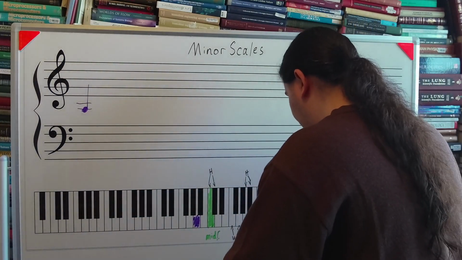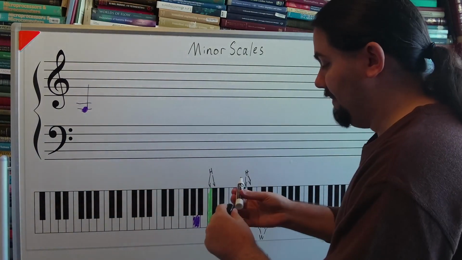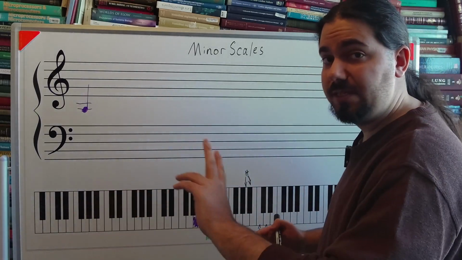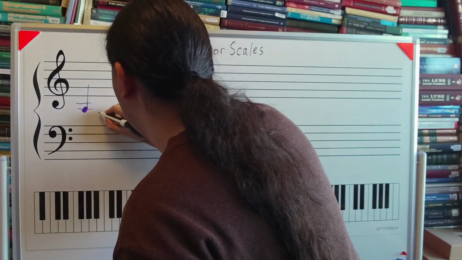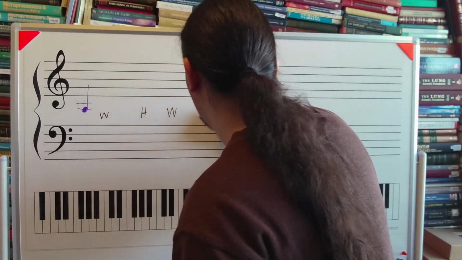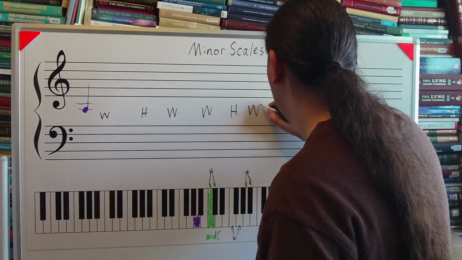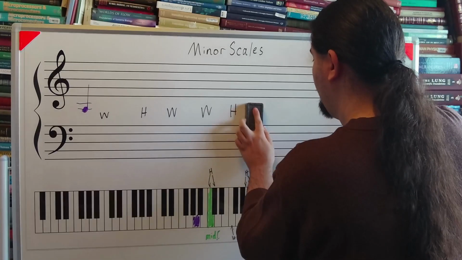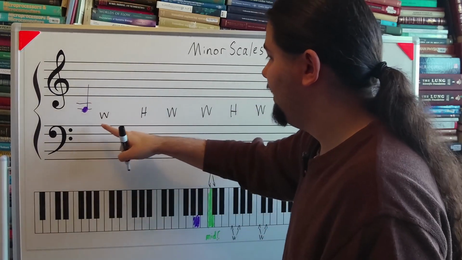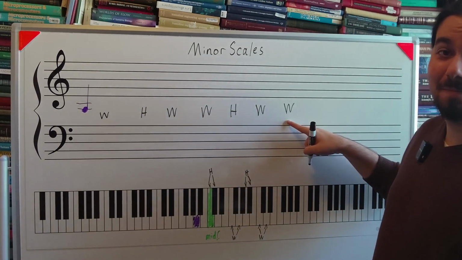Now, when it comes to constructing a minor scale, again, just natural minor, we follow a different pattern, but similar to the pattern that we use when constructing a major scale. Still whole steps and half steps, and that pattern is whole, half, whole, whole, half, whole, whole. Whole step, half step, whole step, whole step, half step, whole step, and then another whole step on top.